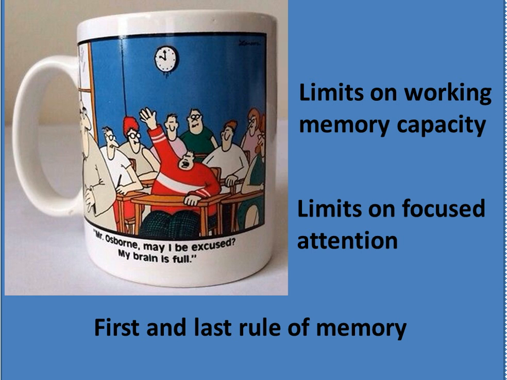There is the first and last rule of memory that kicks in here. So generally speaking, if we learnt something or if we had an experience, we remember what happened at the beginning of that experience or at the end of that experience much better than what happened in the middle. If you think back to a lecture you've attended, you'll probably find that this applies. You can remember something that happened at the beginning and something that happened at the end.